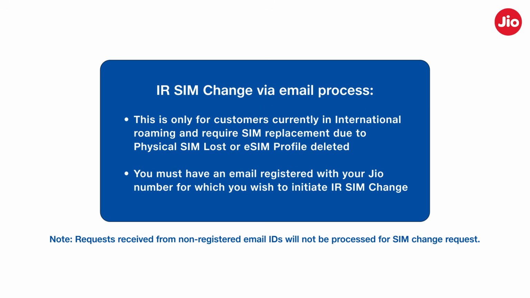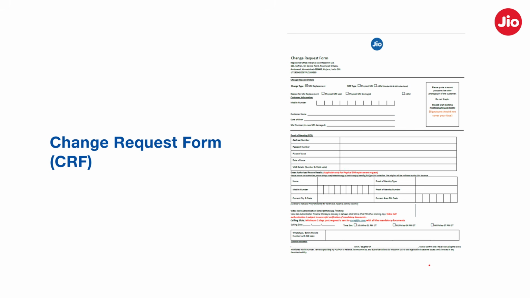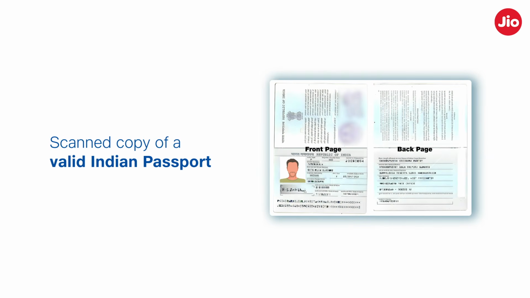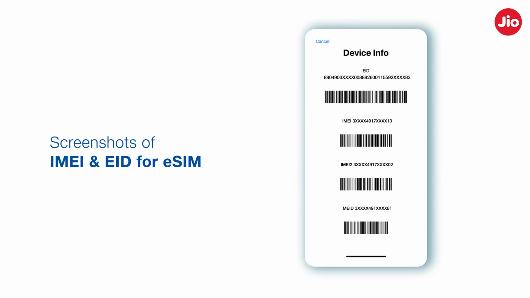To initiate the request for IR SIM change, keep the following documents handy. Change Request Form, that is CRF. A scanned copy of a valid Indian passport. And a scanned copy of a valid visa of the visiting country. In case you require an eSIM, share a screenshot of the IMEI and EID.